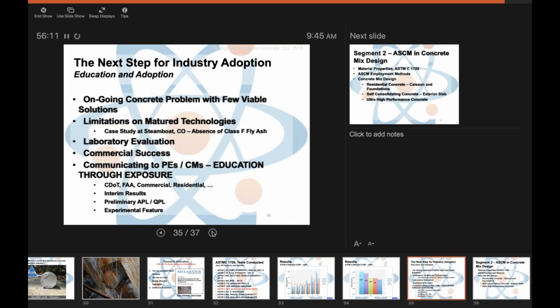We were at TRB and we learned that 13 states out of the 49 continental US will not have or do not have Class F fly ash. And by, I believe it was 2021, 16 more were being added to that list for a total of 29 states that won't have Class F fly ash.